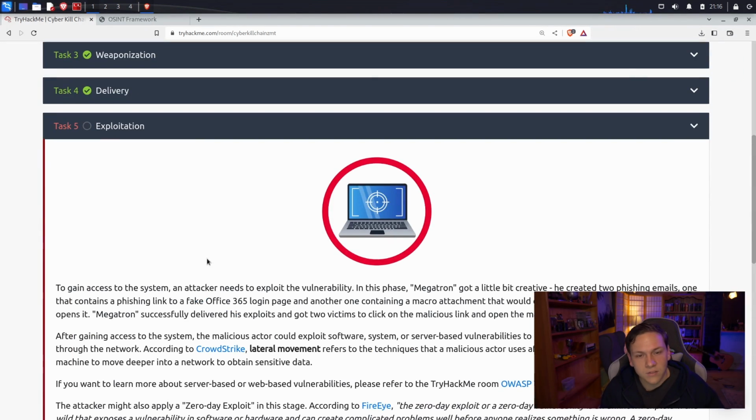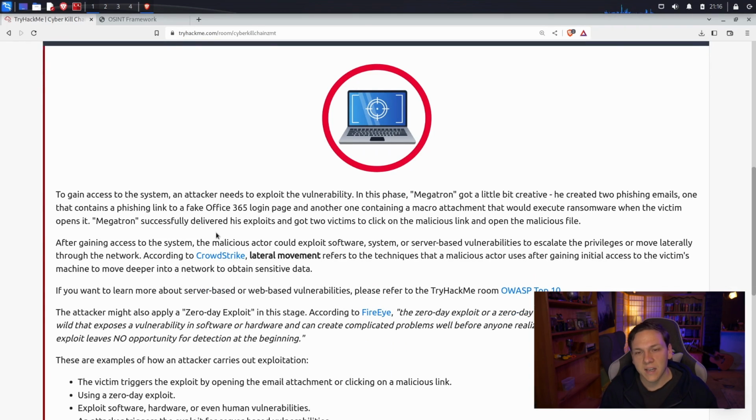Exploitation. To gain access to the system, an attacker needs to exploit a vulnerability. In this phase, Megatron got a little bit creative. He created two phishing emails, one that contains a phishing link to a fake Office 365 login page, and another containing a macro attachment that would execute ransomware when the victim opens it. Megatron successfully delivered his exploits and got two victims to click on the malicious link and open the malicious file.